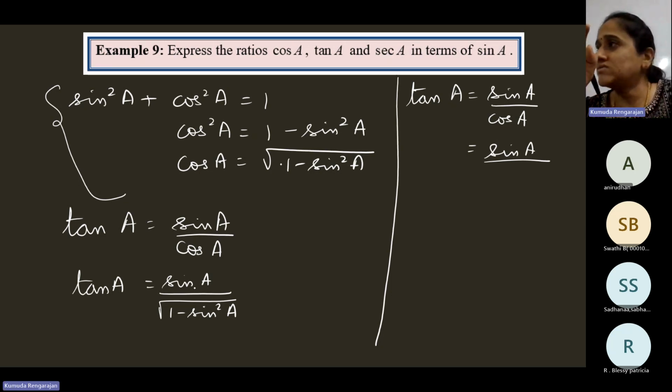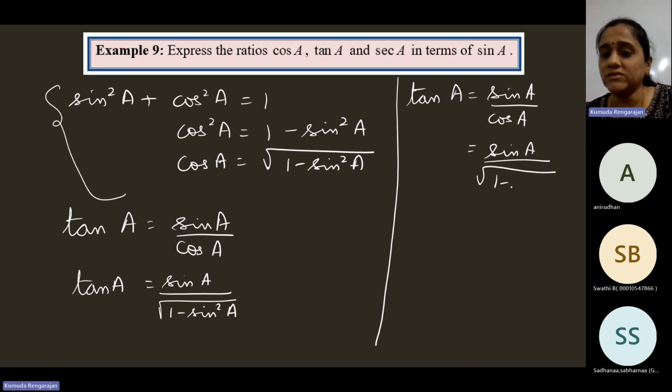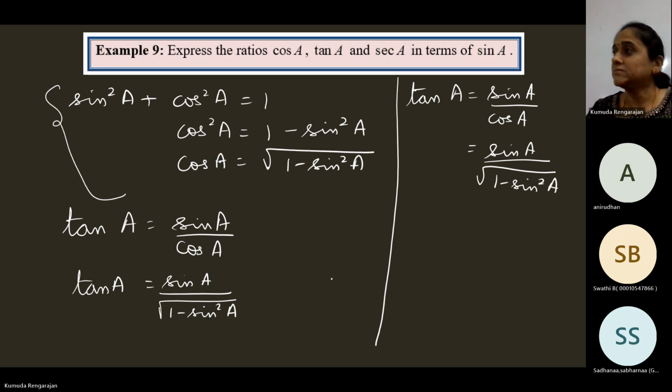You can do it in your mind because cos square A is 1 minus sine square A. So cos A will be square root of 1 minus sine square A. You can write that straight away. Cos A is equal to root of 1 minus sine square. It was in the last video, I think the 8th video, if I'm not wrong. So where you see cos A, you can write directly root of 1 minus sine square. So we have written tan in terms of sine.